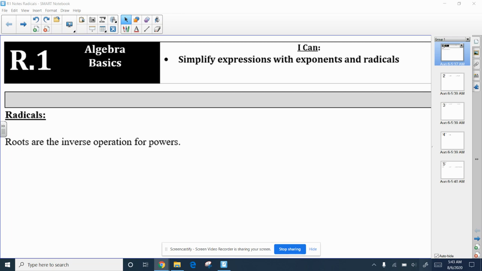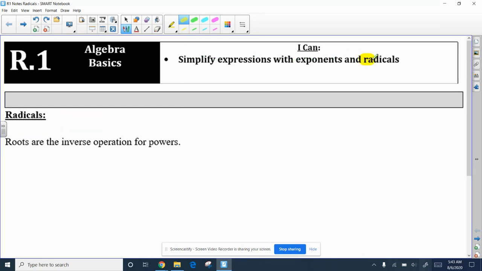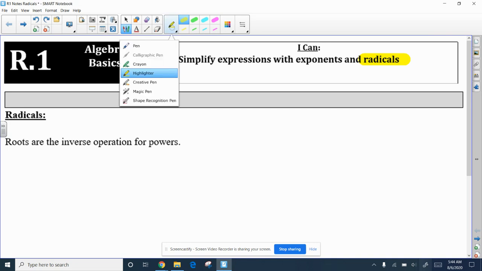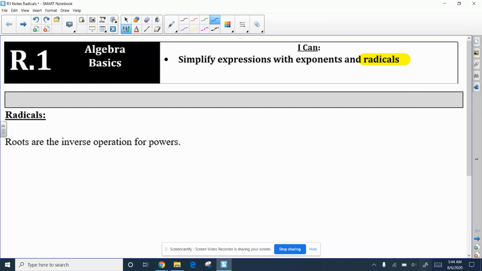All right, we are going to be continuing with R1, which is still the algebra of basics, and we have already simplified expressions with exponents, and so now we're going to simplify expressions with radicals. So a radical is the symbol that is used to represent a root, and roots are the inverse operations for powers.